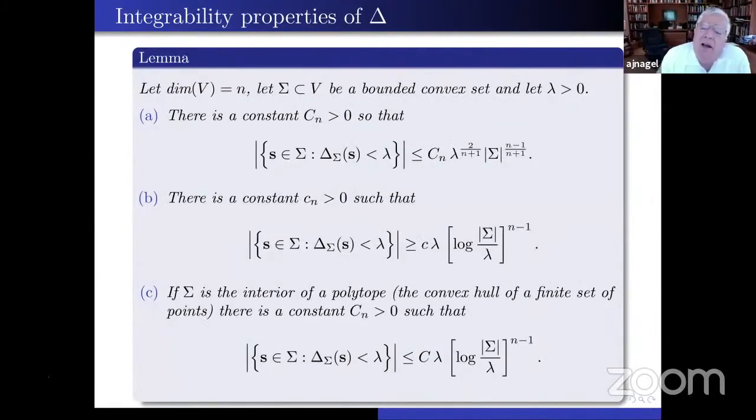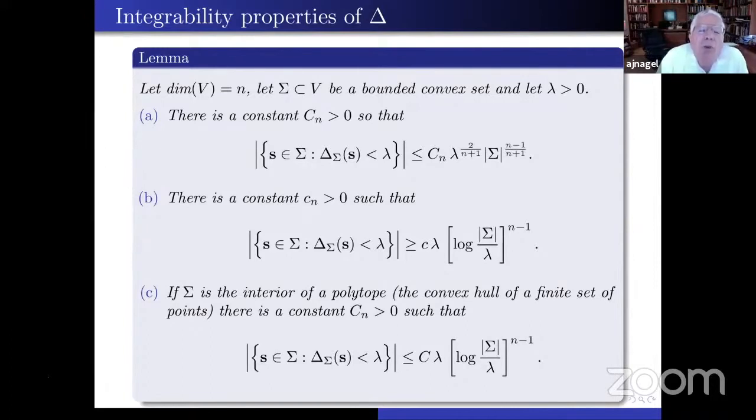What's perhaps not quite so obvious is to think about integrability properties of this minimal volume function. So what I want to state is the following lemma: if the dimension is n and sigma is a bounded convex set, then we want to look at sublevel sets of this function delta. Remember, delta is the minimal volume, so making delta small presumably means that our point gets closer and closer to the boundary. The first part of the lemma says that no matter what bounded convex set we take, the measure of the set where delta is less than lambda is bounded by lambda to the power 2 over n plus 1 times the volume of the set sigma to the power n minus 1 over n plus 1.